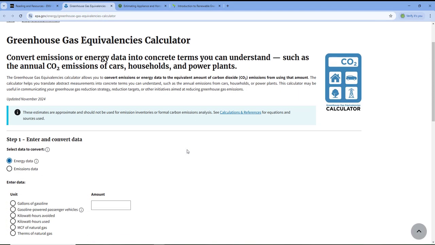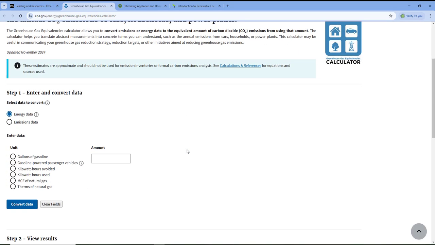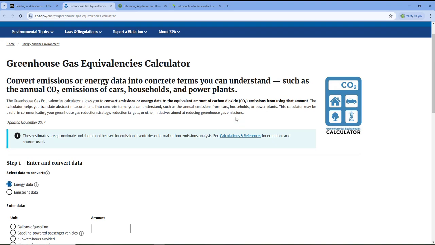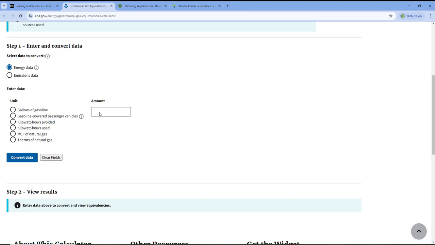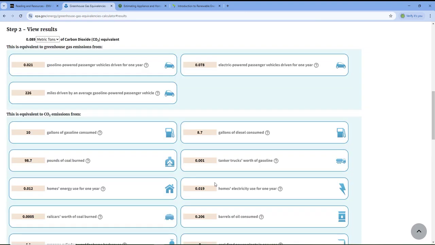We also have gas equivalencies, so you can see what a tank of gas is equivalent to in its contribution to the atmosphere and things like that. So for example, I have a hybrid vehicle, so I only have a 10-gallon tank, but if I put 10 gallons in my tank, you can see what the equivalent is once it's being consumed.